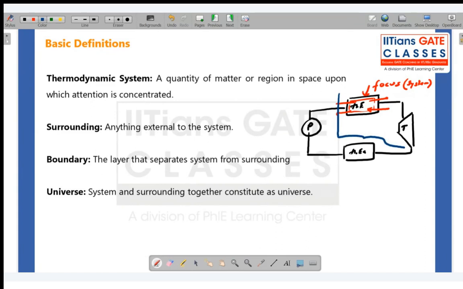We can also take more than one system. For example, we can take this system. Now we have two systems here. Whatever is entering here, whatever is coming out, we are going to treat it as a black box, and this is our system.